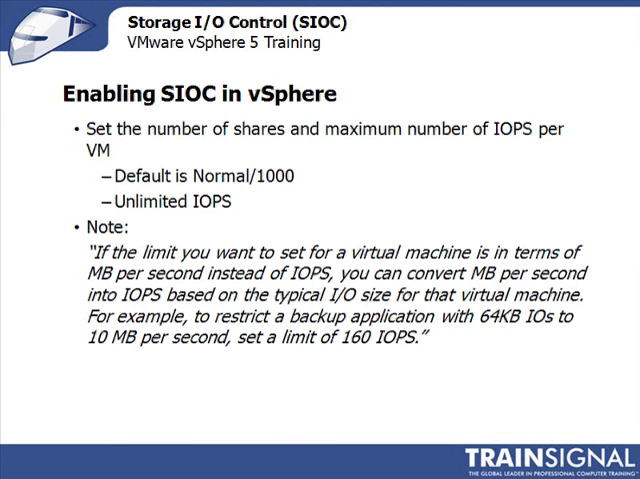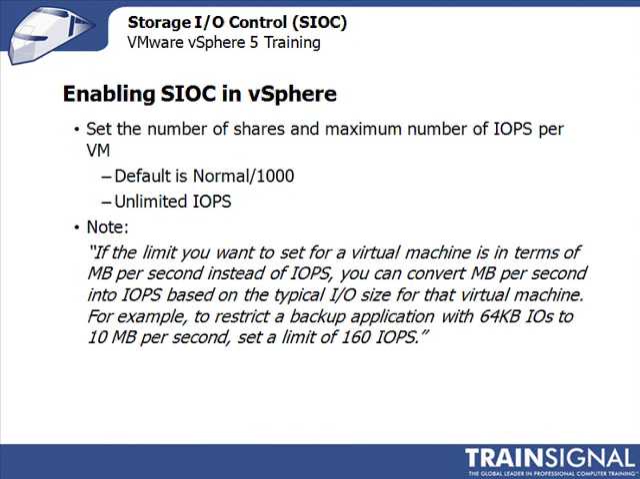Now, there's a big note here from the official VMware documentation, and it says, if the limit you want to set for a virtual machine is in terms of megabytes per second instead of IOPS, you can convert megabytes per second into IOPS based on the typical I/O size for that virtual machine. For example, to restrict a backup application with 64 kilobyte I/Os to 10 megabytes per second, you can set a limit of 160 IOPS, or IOs per second.